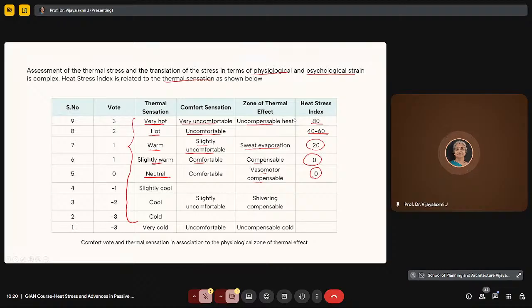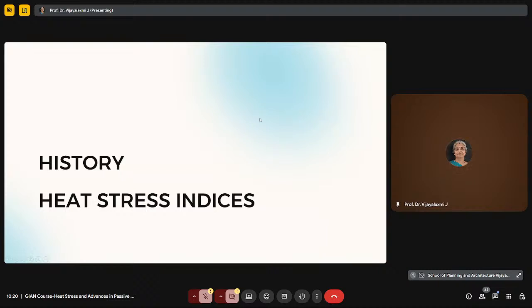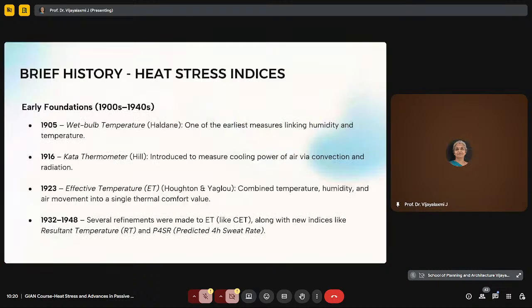So this is how feeling is also calculated, or monitored. And let's see the history of heat stress indices. Heat stress indices have evolved over probably 80-90 years, because scientists have attempted to understand and quantify the impact of the thermal environment on human health as well as performance.